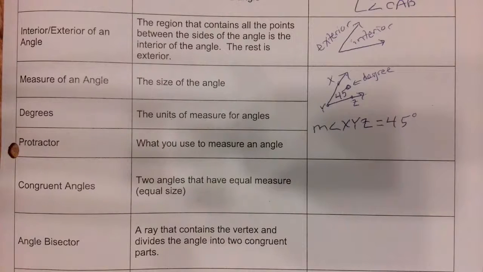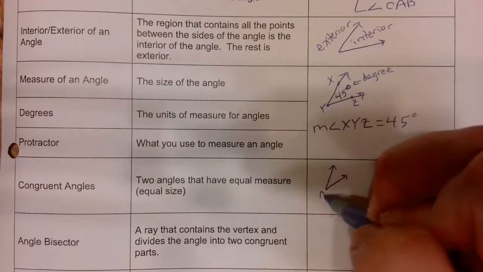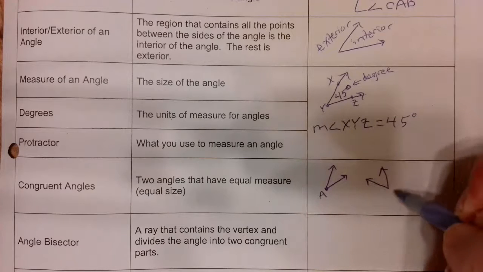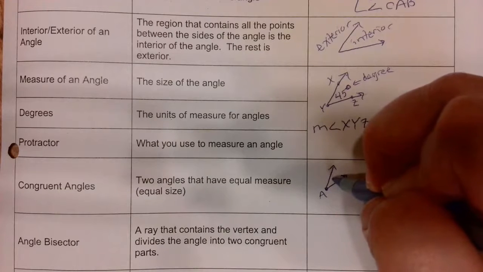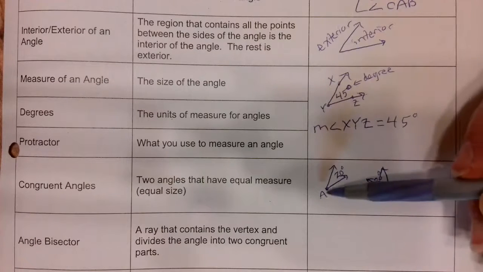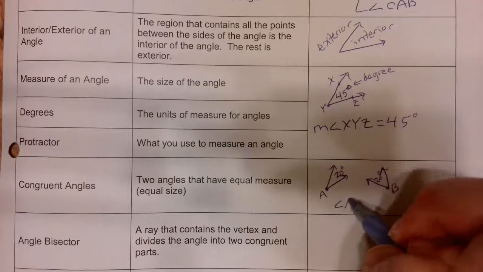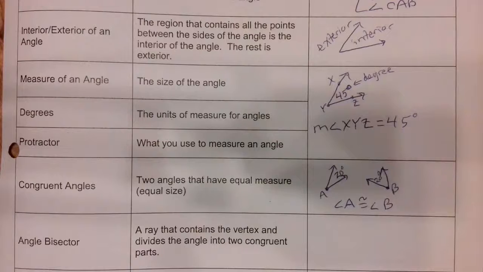Congruent angles are two angles that have the same measure. So let's say this is angle A, and this is angle B. And angle A and angle B are both, I don't know, let's say 20 degrees. Then angle A and angle B are congruent. It doesn't matter that A is facing one direction and B is facing the other. We would say angle A is congruent to angle B.